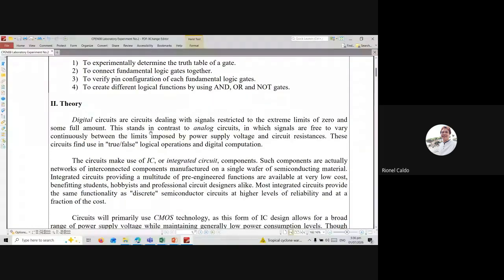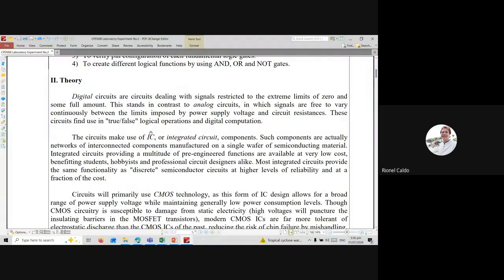Yung second part is basically theory na sabi ko nga sa inyo, no need naman to put this one in your laboratory report. But for discussion, allow me to read through you the contents of the theory. So sabi dito, digital circuits are circuits which deals with signals restricted to the extreme limits of 0 and some full amount, referring to 0 and 1.